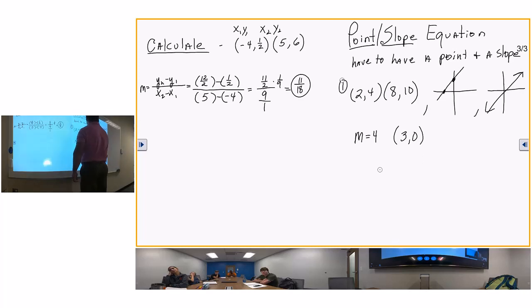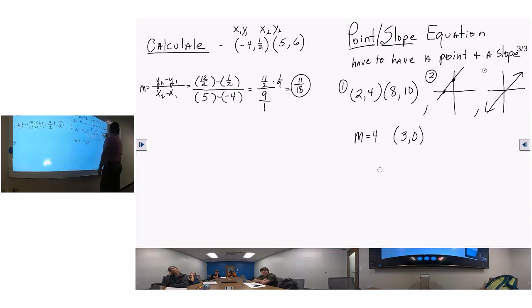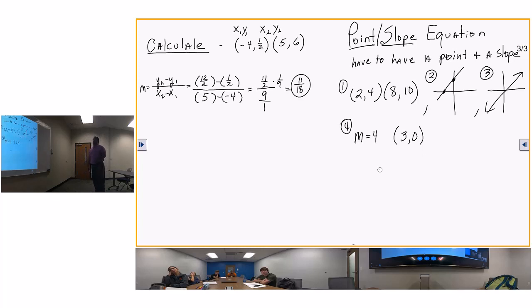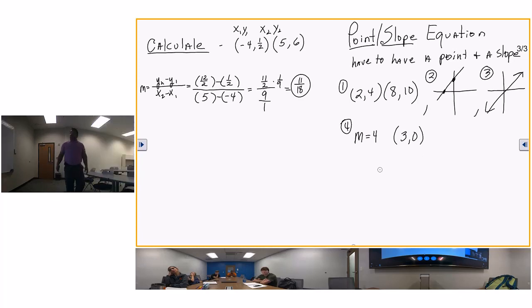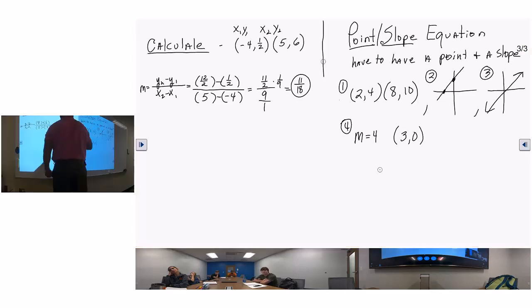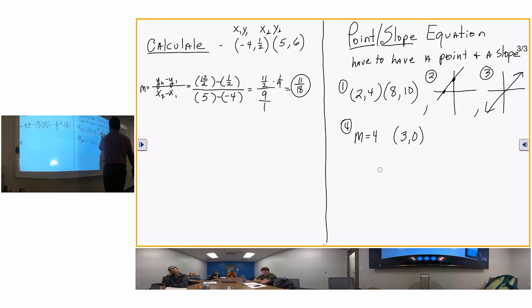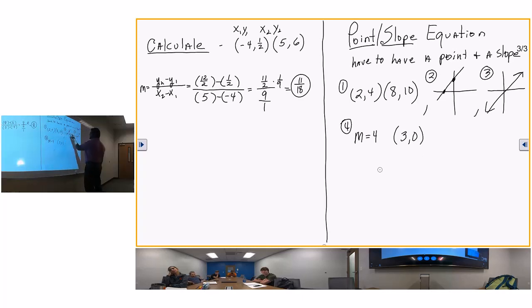So here's 1, here's 2, here's 3, and here's 4. So there's 4 different ways I can give you the information going into this question. I can give you 2 points where you would have to calculate the slope first, just like you did here. Or I could give you 2 points with a line and you'd have to calculate the slope. Or I could go ahead and give you the slope and a point and you just plug and chug.